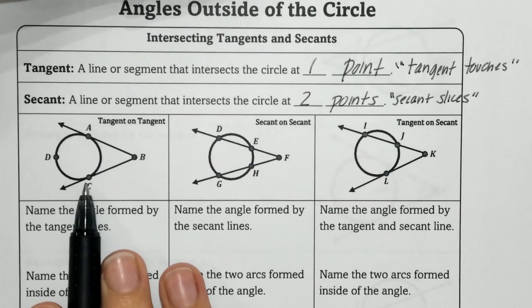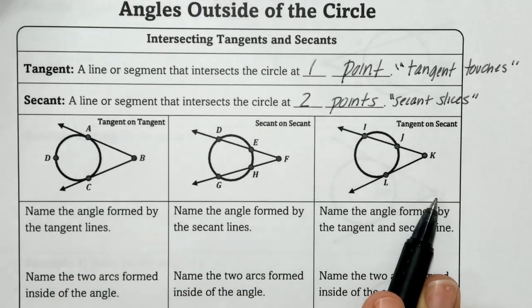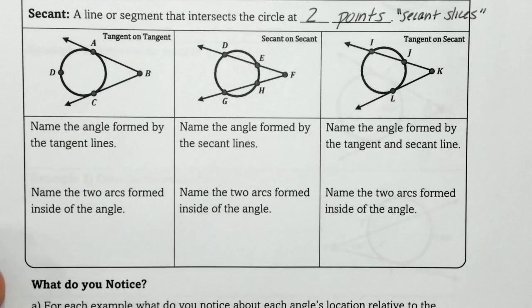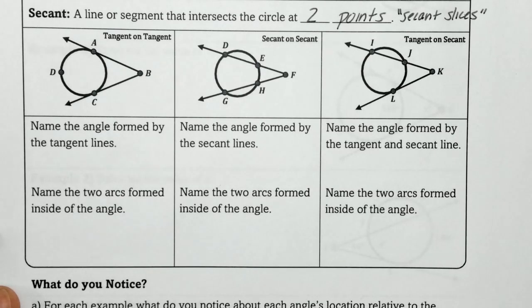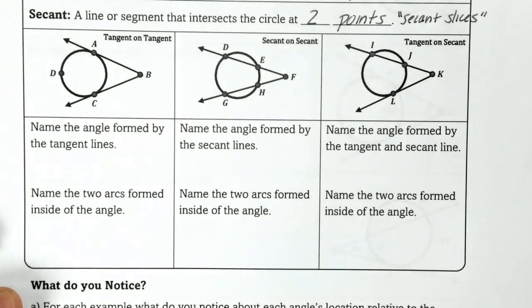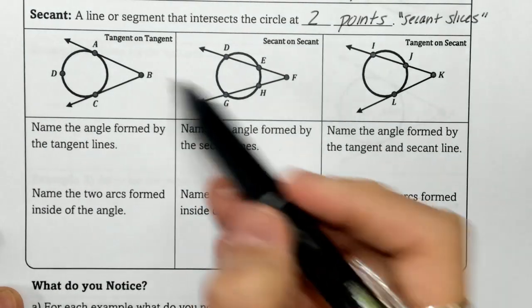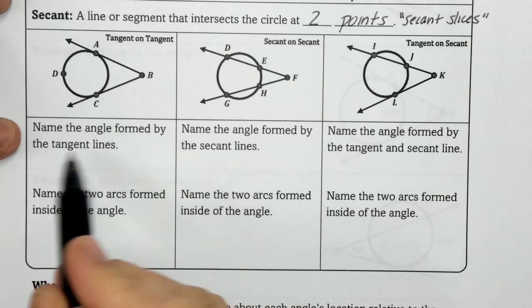When we have angles outside the circle, you've got two tangents, you've got two secants, and you have one of each, the secant and the tangent. So here in the first section, we're going to name the angles formed because we're dealing with angles and we're dealing with arcs now. Not measuring the actual secant segments and tangent segments, but now we're dealing with angles and arcs.